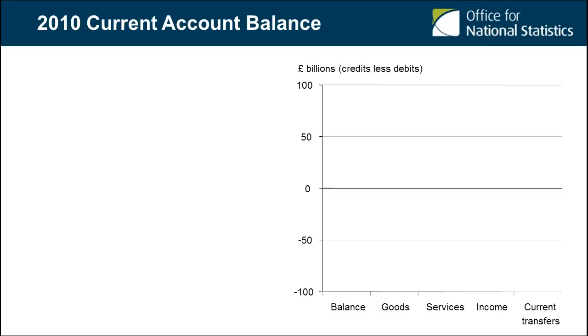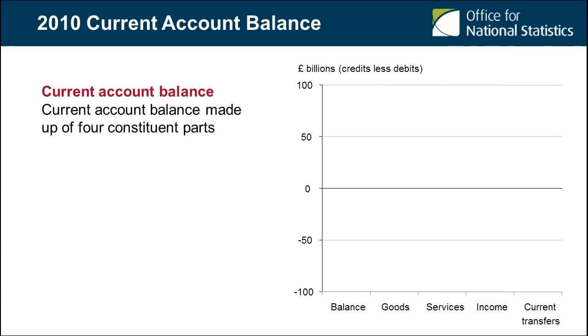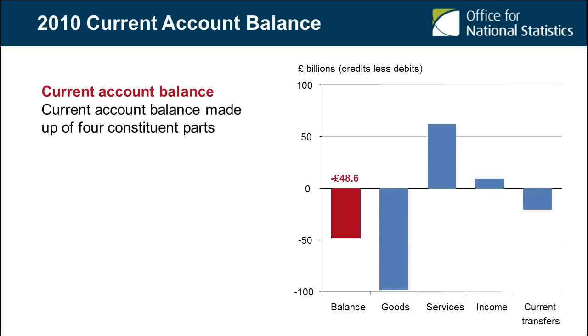Finally, we will look at the different components within the current account that make up the deficit of 48.6 billion, using this chart. Note we showed earlier the current account is made up of 4 parts, which are goods, services, income and current transfers. Here is the overall deficit, which stood at 48.6 billion in 2010. Now using these bars, we can show the different contributions.